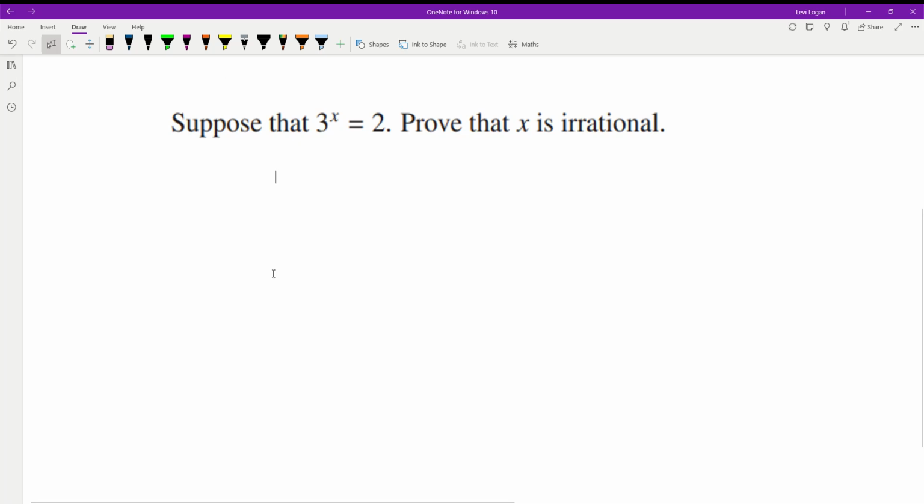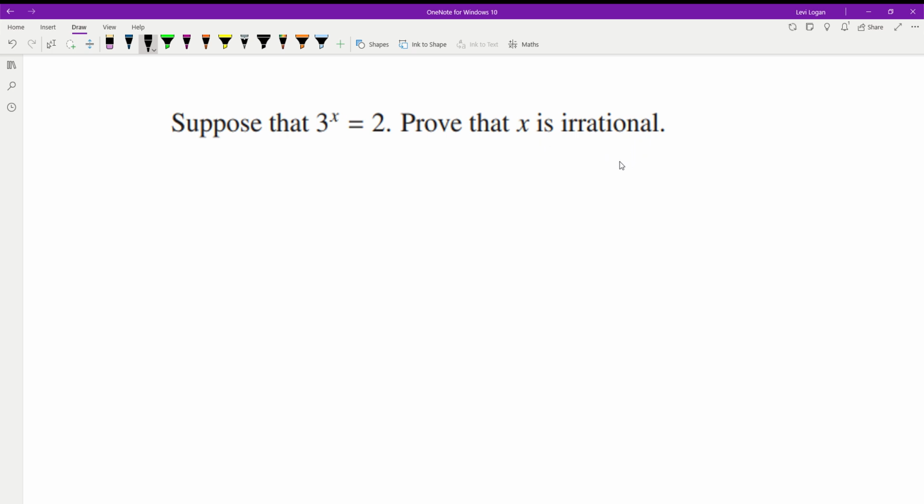In today's video we're going to be taking a look at a proof by contradiction. A proof by contradiction is basically saying the opposite of the statement and proving that it is incorrect, or basically impossible. So we'll be taking a look at this statement here. Suppose that 3 to the power x is equal to 2. Prove that x is irrational.